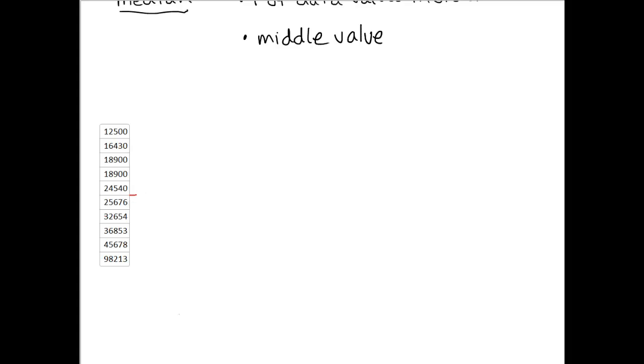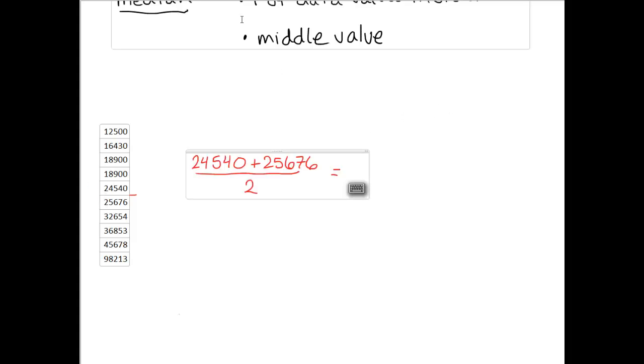What we do in this case is that we're just going to take the average, or the mean, the number halfway in between these two numbers. So we'll just add up these two numbers, divide by 2, and that will be our median. In this case, our median comes out to $25,108. We're going to talk in a little bit about the main differences between mean and median, but at this point these are just two methods of measuring the center of our data set.